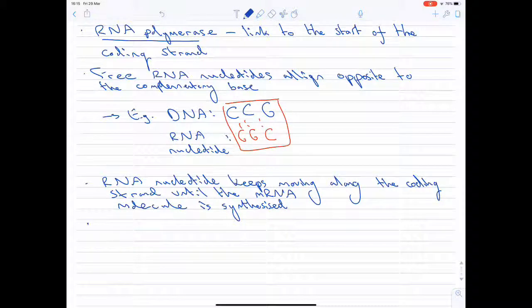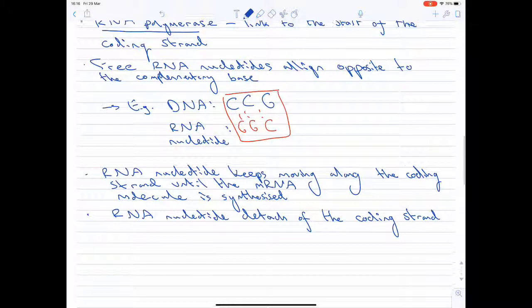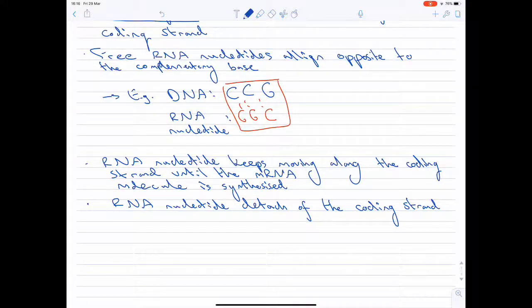So once you have the mRNA ready, all these nucleotides are joined together because of the action of RNA nucleotides, then the RNA nucleotide is going to detach off the coding strand. So that's going to basically release itself now. So that's done. We've got the mRNA. So the next step between transcription and translation is splicing.